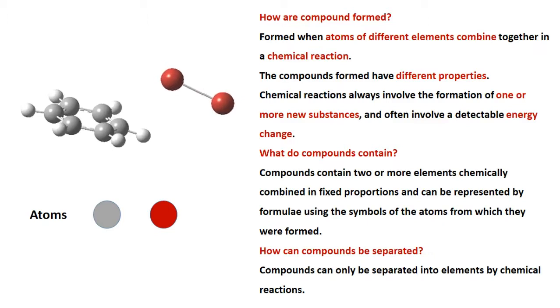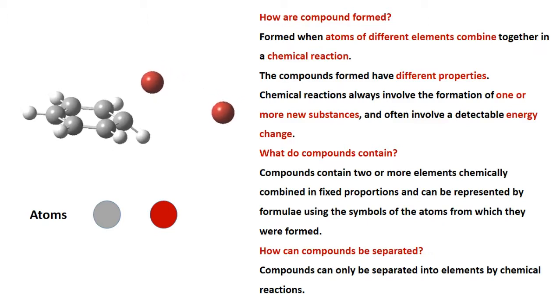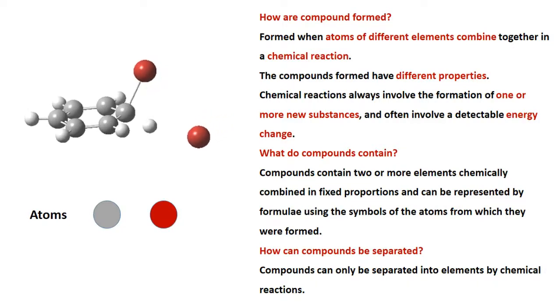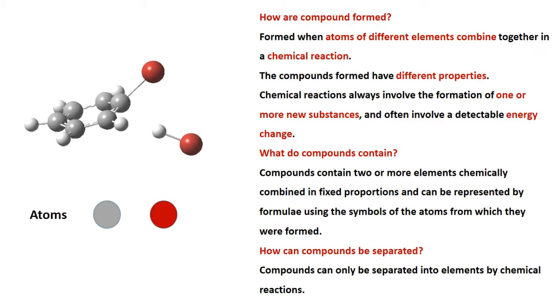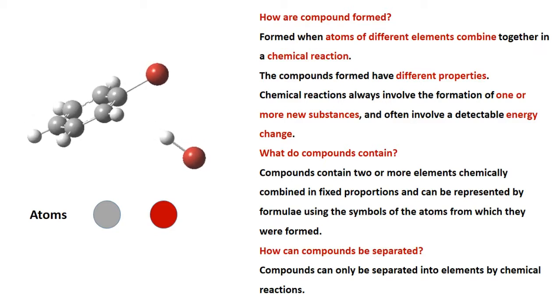You do this when you get back to school. You do energy changes if you've not done it before. So what do compounds contain? Number 1, compounds contain 2 or more elements chemically combined. Not just chemically combined, but in a fixed proportion.